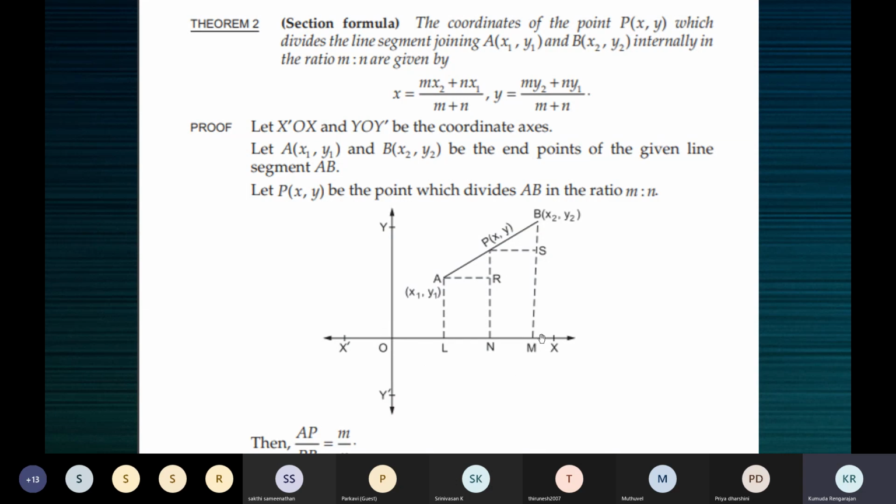So how much is OM? X2. What about ON? X. So MN or NM, from here to here, will be X2 minus X. Is that correct? Yes, ma'am. Only few of us are participating. I'm not going ahead with those who are answering. I'm open to anybody's doubts. You should participate, children.